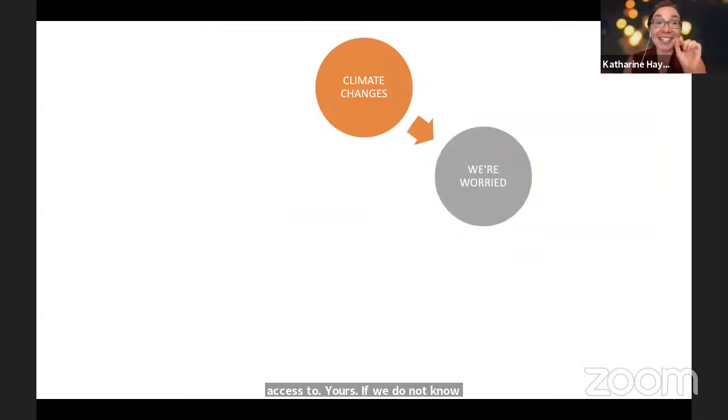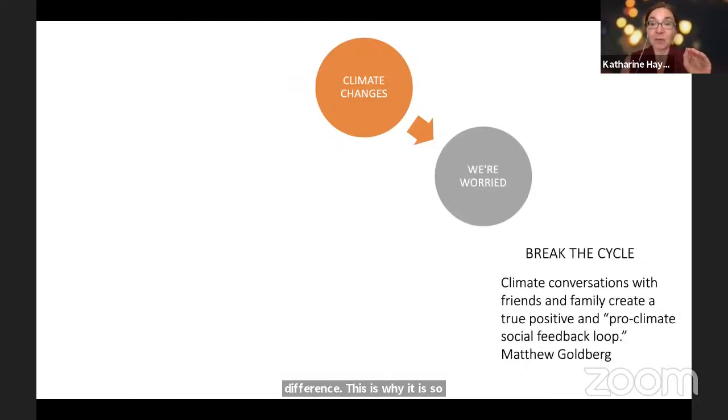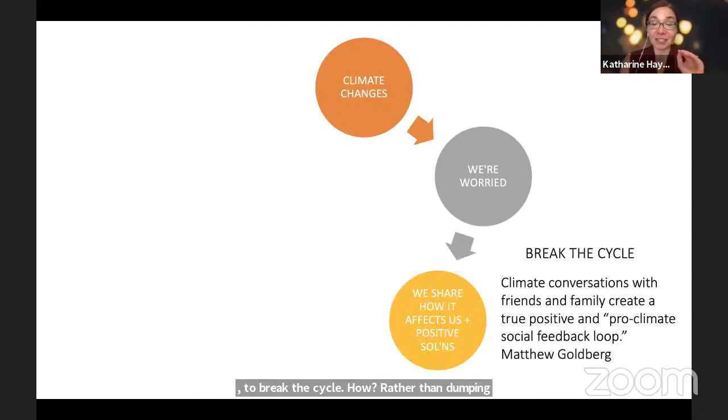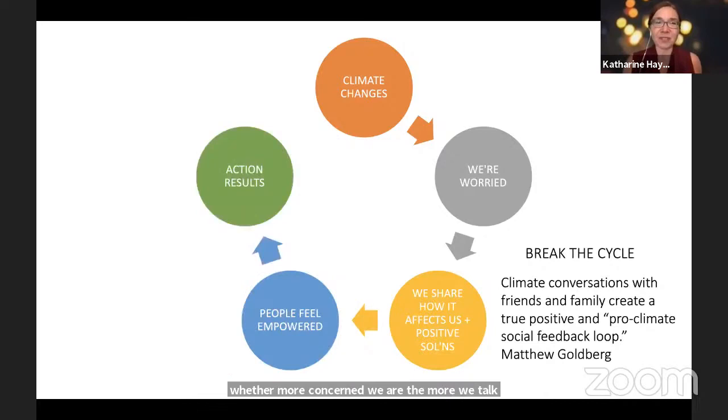How? Rather than dumping more scary data on people, break the cycle by showing how it affects us, and how there are positive solutions. And this creates a true positive feedback loop, researchers like Matthew Goldberg have found, where the more we know, the more concerned we are, the more concerned we are, the more we talk about it. People feel empowered rather than frozen, and action results.